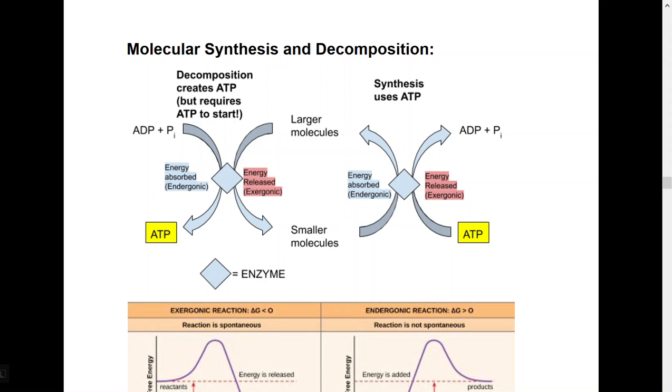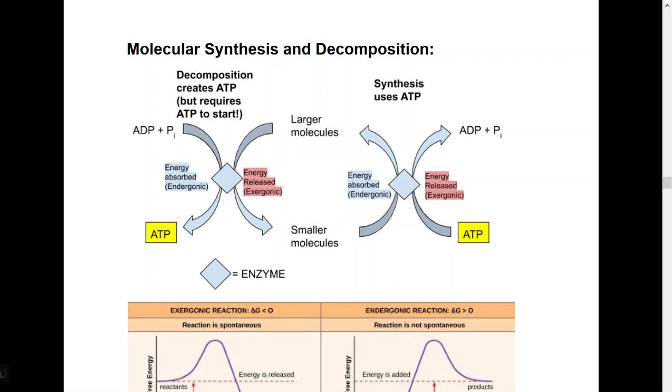So let's start with decomposition, right? Decomposition, breaking larger molecules up into smaller molecules, breaks bonds and forms smaller bonds, right? And it's going to release energy, right? So it's an exergonic process, right? And I'll talk about Gibbs free energy in a second. So this is an exergonic process. It releases free energy, Gibbs free energy.